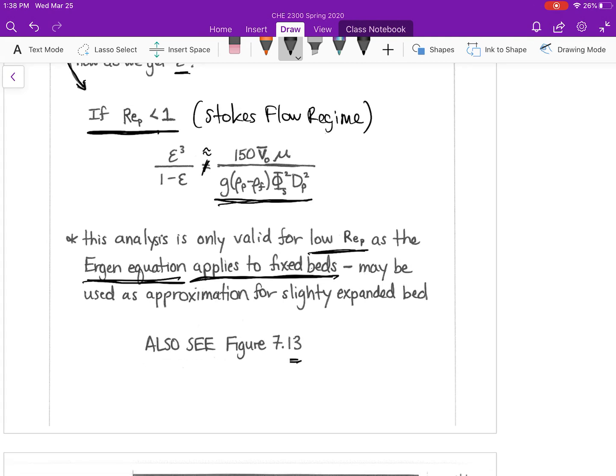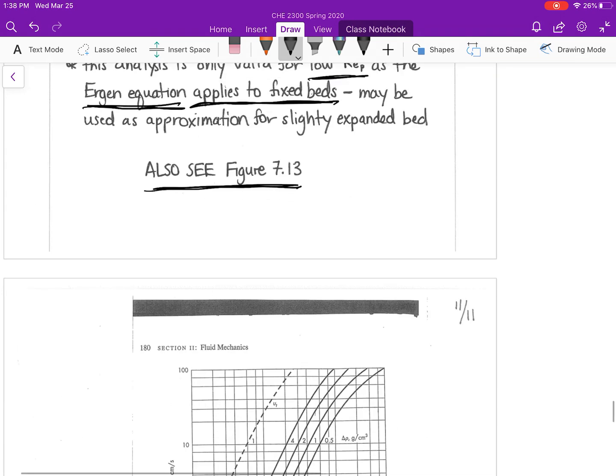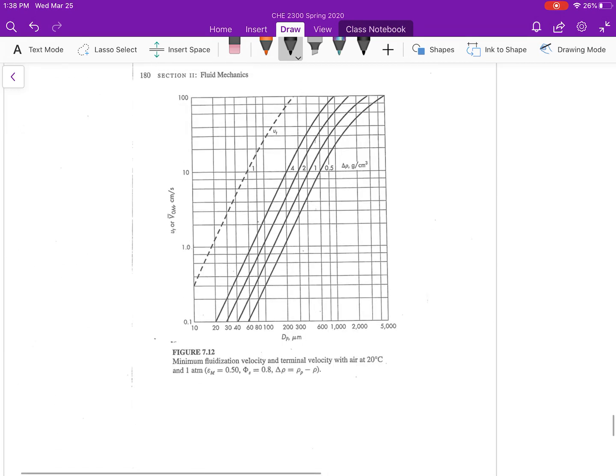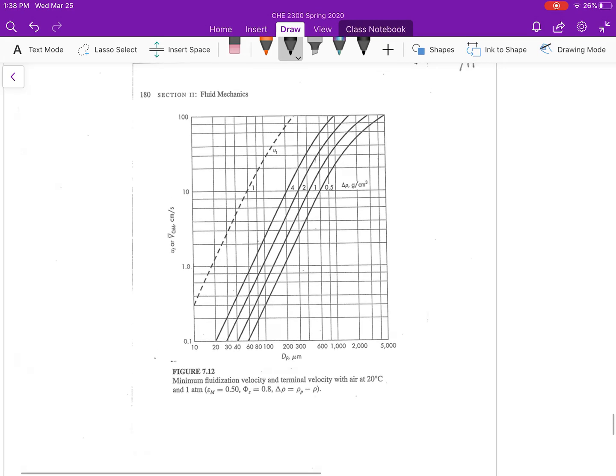This says also see figure 713. So this figure here is related to the minimum fluidization velocity based on the particle diameter, as well as the density difference between the particle itself and the fluid. And then this dotted line here is our terminal velocity.